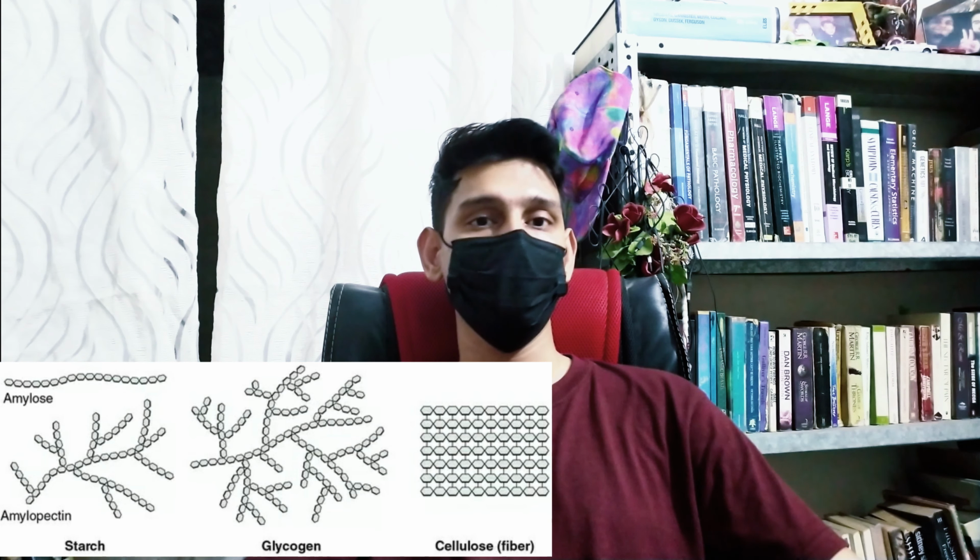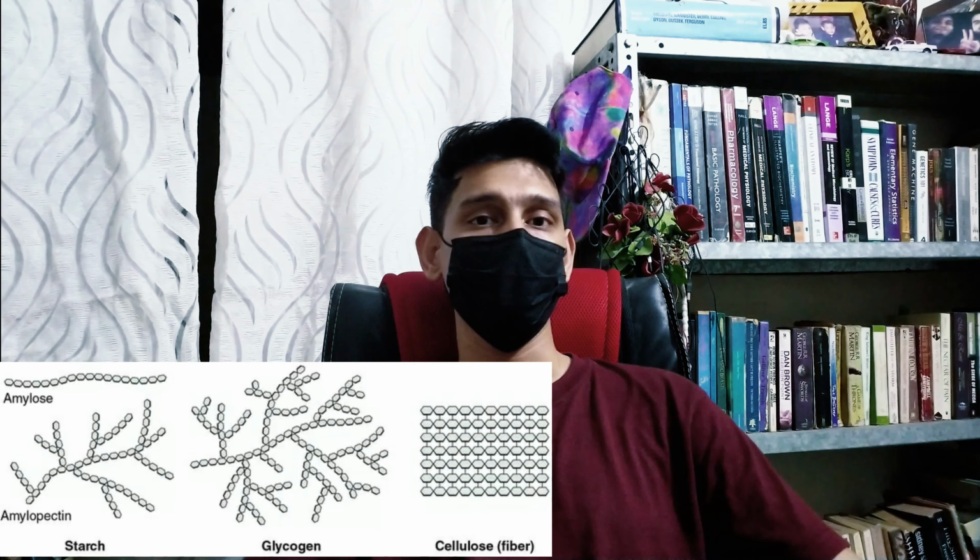Alright, so if you have a carbohydrate that is made up from 3 to 12 or 3 to 15 monosaccharides, it's going to be called an oligosaccharide. Alright, next we have a polysaccharide. A polysaccharide, as the name suggests, contains sugar units which are greater than 12 or 15. So our most common polysaccharides are glycogen and starch.